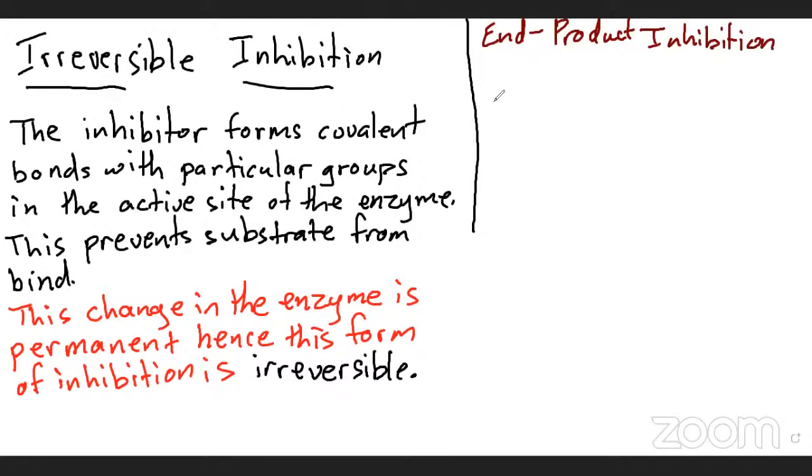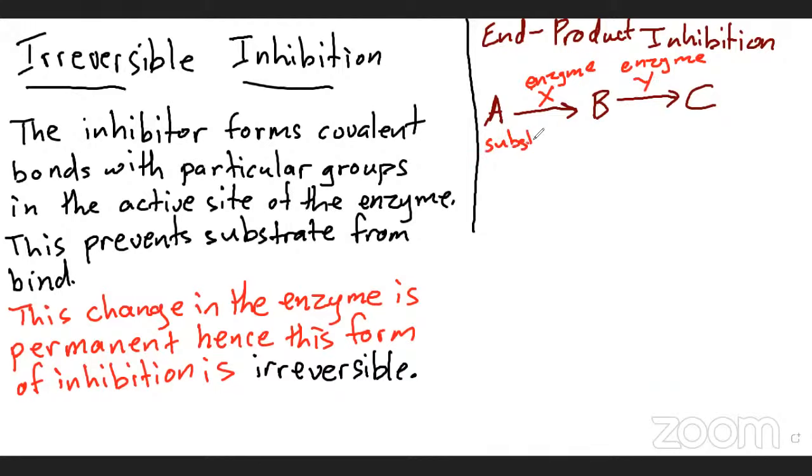So let us say you have substrate A goes to substrate B, goes to substrate C, and enzyme X. Enzyme X converts A to B, and enzyme Y converts B to C. All of them are substrates.